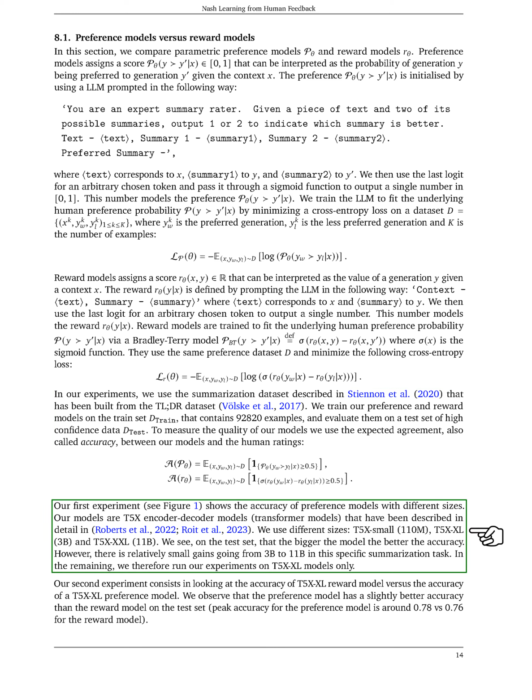Our first experiment showed that larger models had better accuracy on the test set. However, the gains were relatively small when going from a 3 billion parameter model to an 11 billion parameter model for this specific summarization task. Therefore, we conducted our subsequent experiments on models with 3 billion parameters only. Our second experiment compared the accuracy of a reward model with a preference model, both with 3 billion parameters. We found that the preference model had slightly better accuracy than the reward model on the test set.